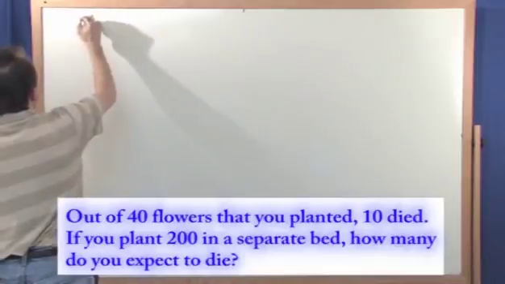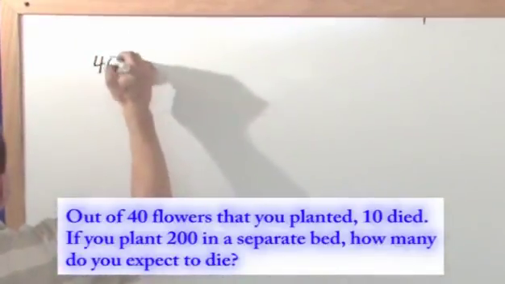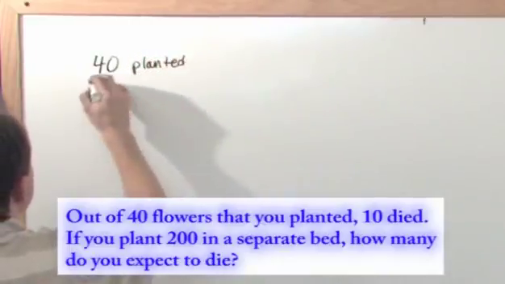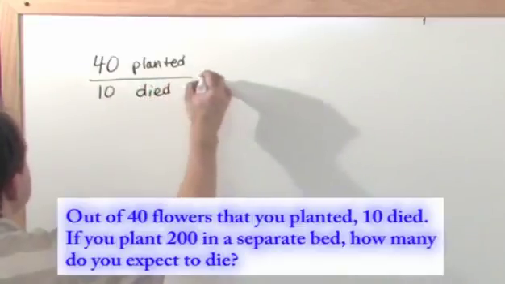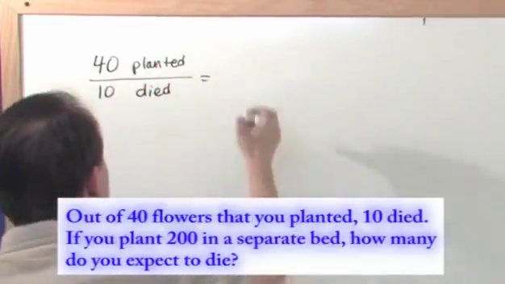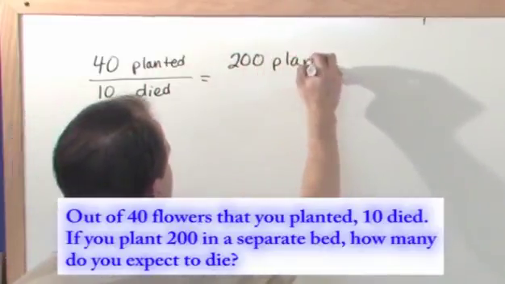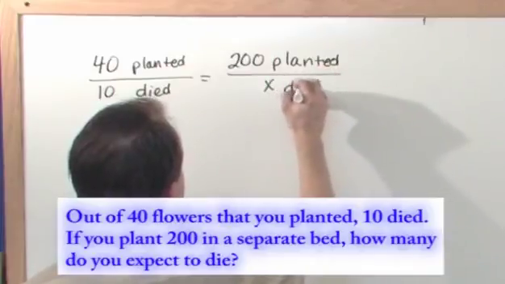Of 40 planted, 10 of them died. So I write it like this to keep track of what I'm doing. So in the other bed, 200 were planted, and X died.